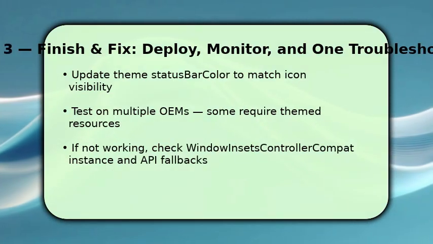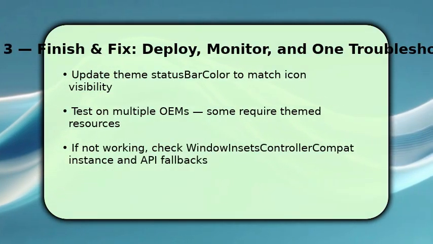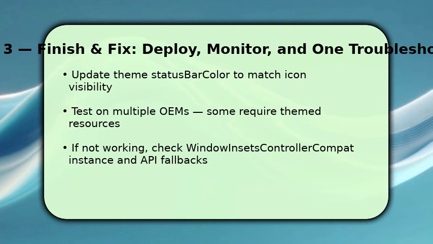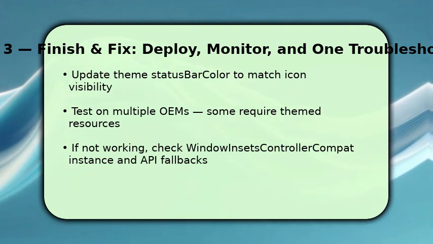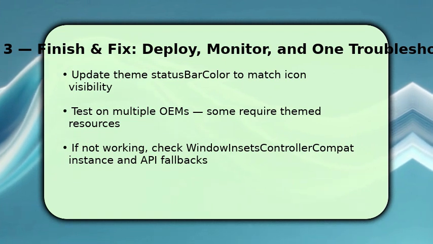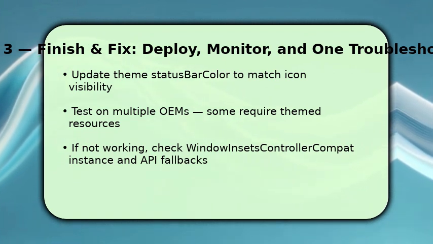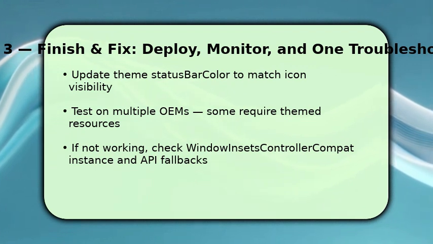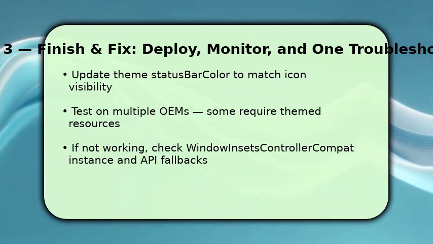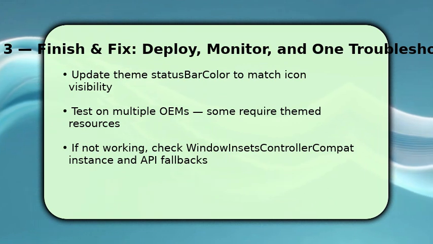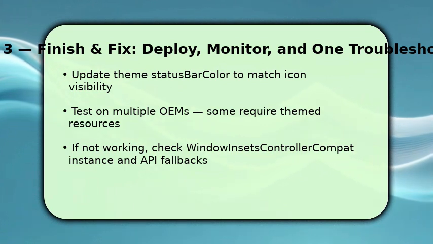Finish by syncing your status bar color with the icon mode so contrast stays correct. Change the theme or call Window.statusBarColor programmatically. Make sure to test on different manufacturers because some OEM skins override flags. If a device ignores your change, try the legacy SYSTEM_UI_FLAG_LIGHT_STATUS_BAR fallback for API 23 to 29.